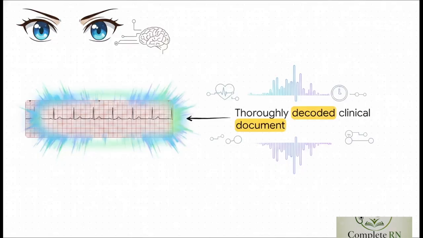Look at the original strip one more time, but I want you to synthesize all the data points we just collected. You now know that behind these lines, the rate is perfectly matched at 70. You know the rhythm is completely steady and regular. You can mentally confirm those upright, rounded P waves leading every single tight 0.04-second QRS complex. You aren't just looking at random squiggles anymore. You are looking at a thoroughly decoded clinical document.